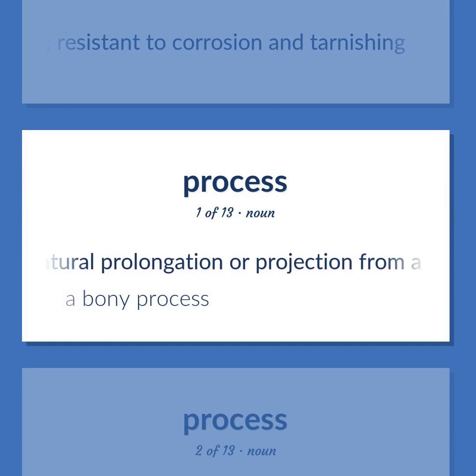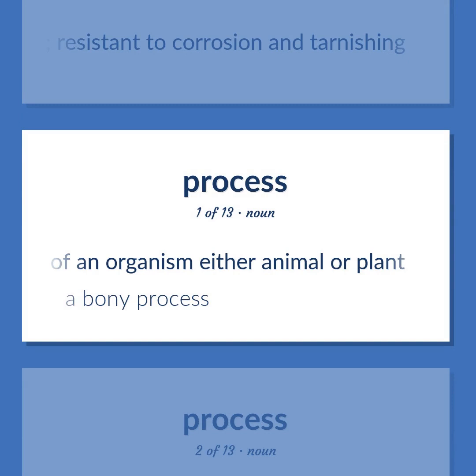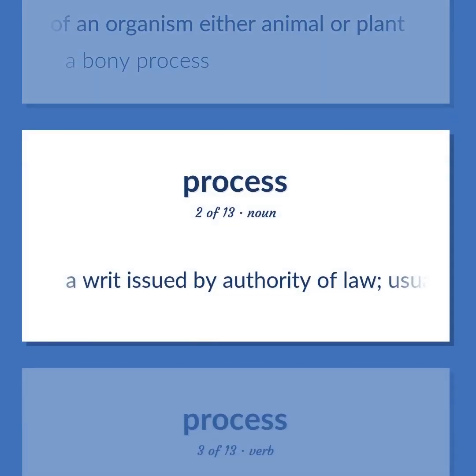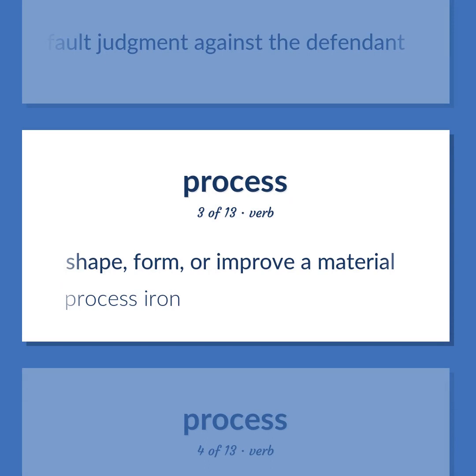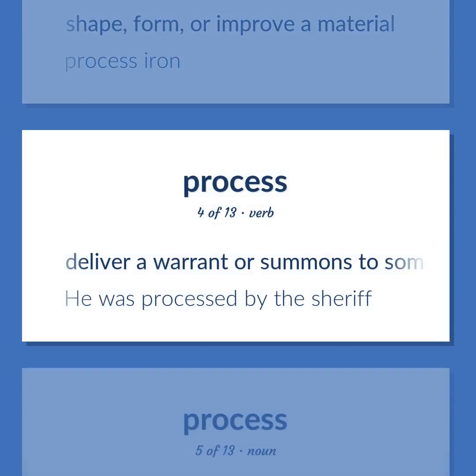A natural prolongation or projection from a part of an organism, either animal or plant. A bony process. A writ issued by authority of law, usually compels the defendant's attendance in a civil suit. Failure to appear results in a default judgment against the defendant. Shape, form, or improve a material. Process iron. Deliver a warrant or summons to someone. He was processed by the sheriff.